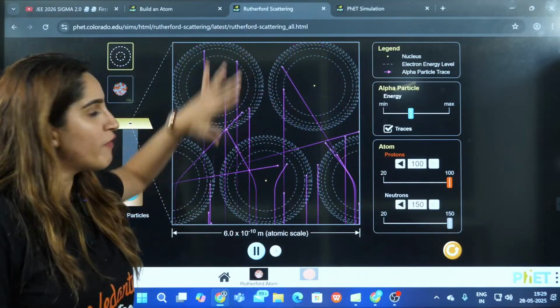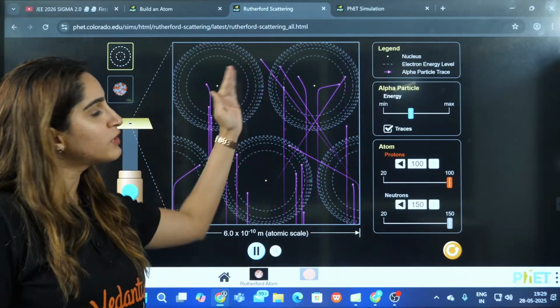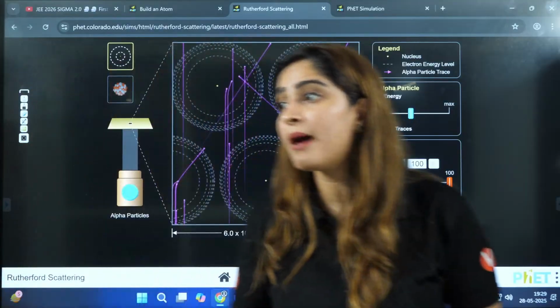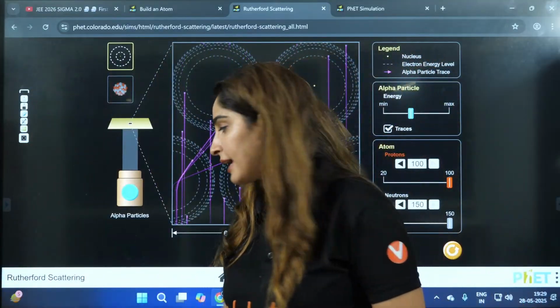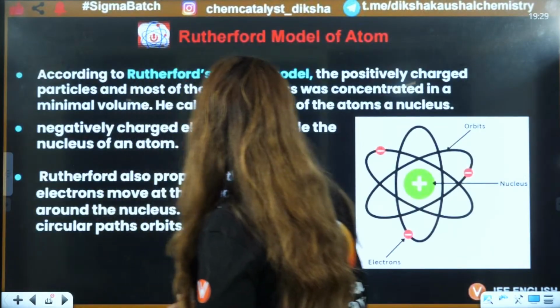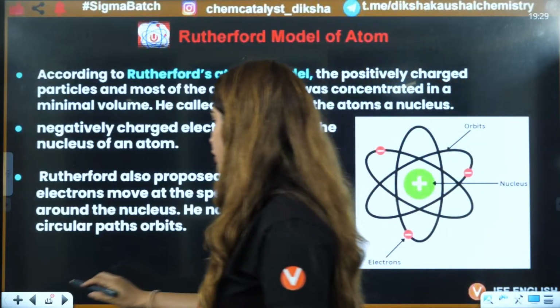Most of them are moving straight, right? Some of them are being deflected. Very rare are bouncing back. Now, ma'am, what is the reason behind that? Okay, let's see that. I'll just show you the diagram.